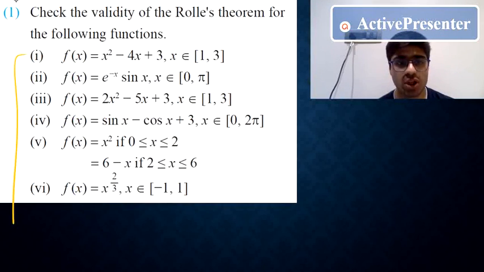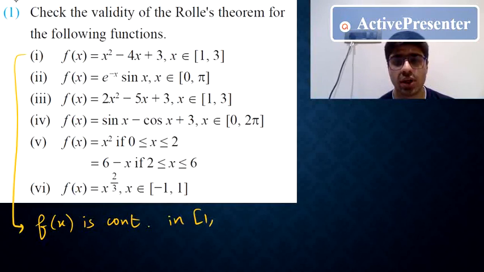So if we check for question number 1, in the interval 1 to 3, this is a polynomial function, and polynomial functions are continuous for any given range. So f of x is continuous. Okay, I should write it properly. So it's f of x which is continuous in the interval 1 to 3.